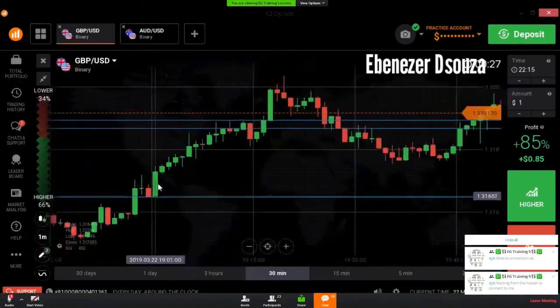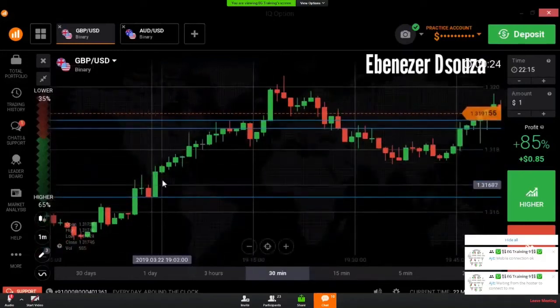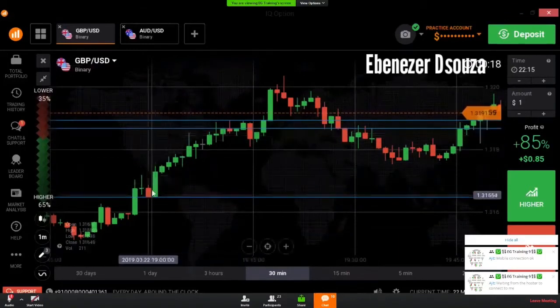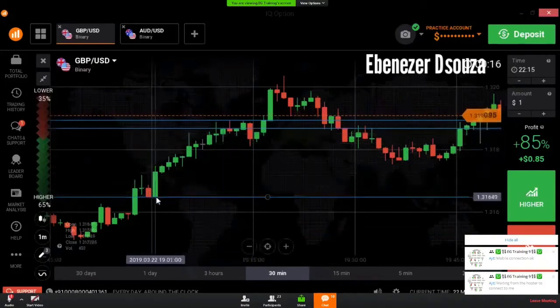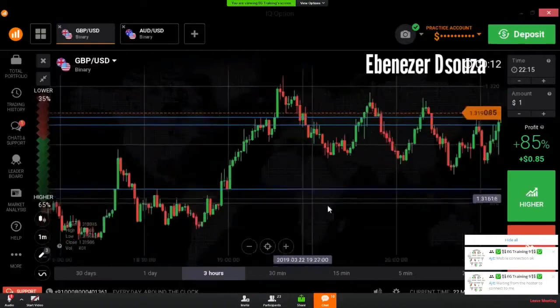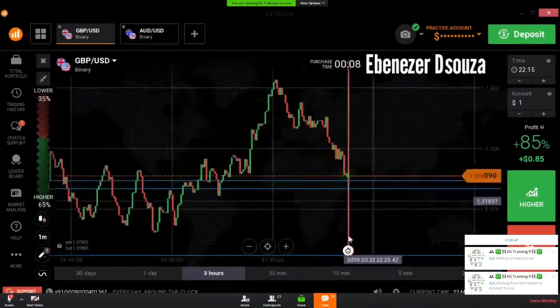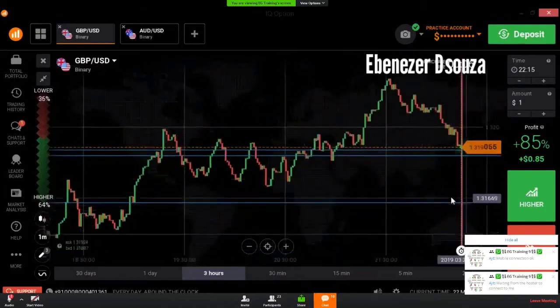But from this level to this level, you are seeing bullish momentum. All candles are bullish candles. So there are some strong buyers in this area. So again, if the market comes to this level, buyers will enter.